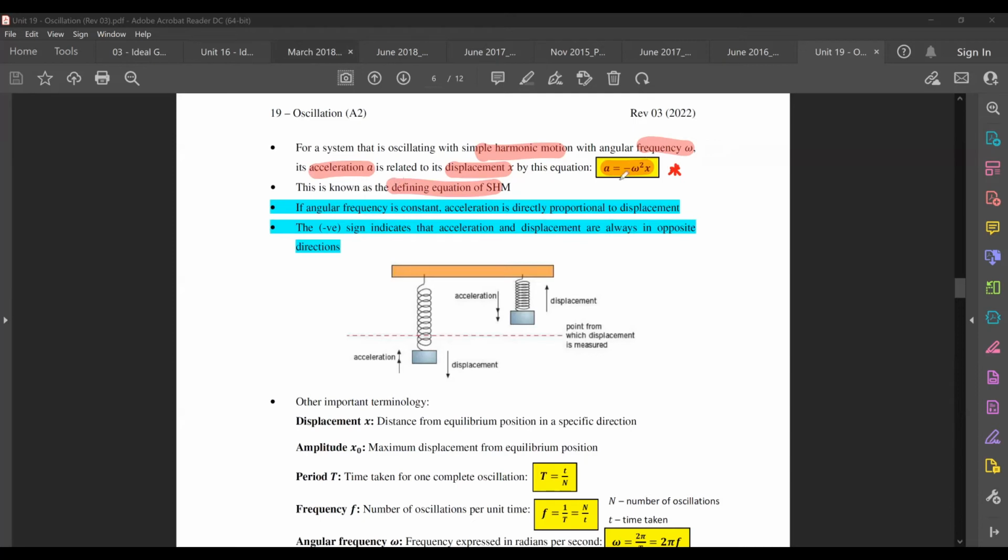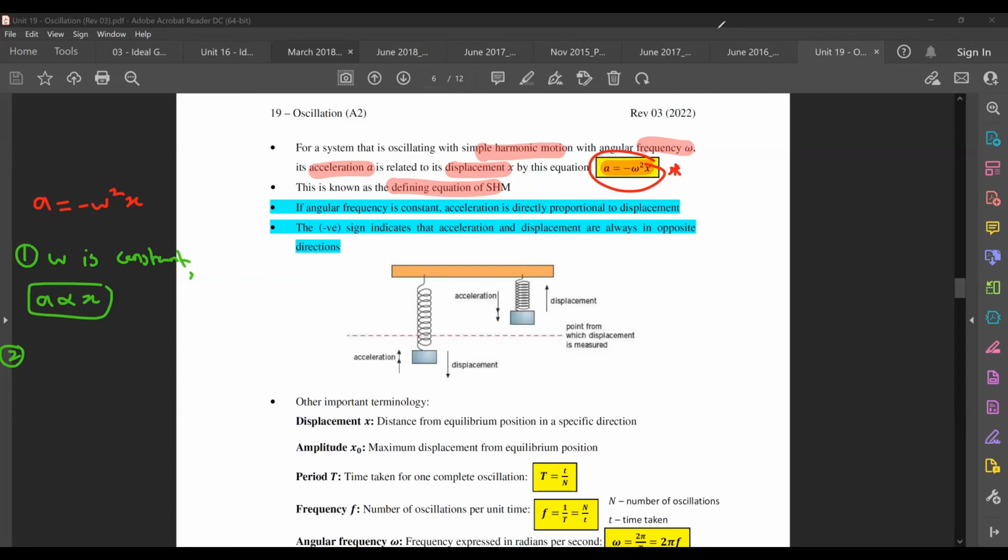Okay. Now, it's from here, this equation here, that you can actually deduce the first two criteria from the previous page. Remember, I told you that for simple harmonic motion, acceleration must be directly proportional to displacement, and that acceleration and displacement must be in opposite direction. You can actually deduce this from the equation here, right? Because you can see if a is equal to negative omega squared x, if I tell you that omega is constant, a will be directly proportional to x. This is the first criteria.